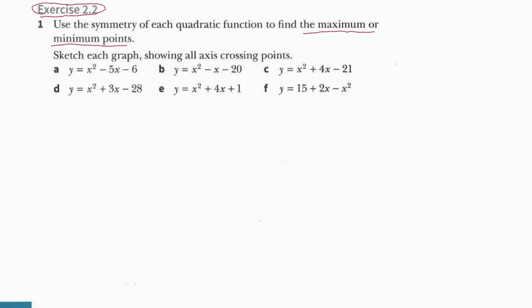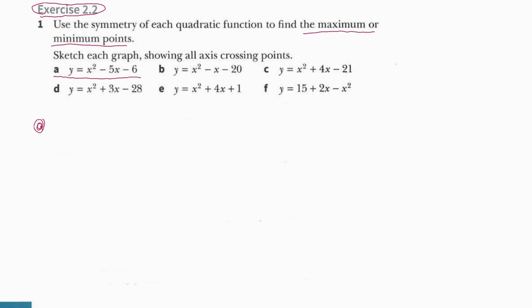Another way is to use the intercepts with the x-axis. The average of these values gives us the maximum or minimum point. So sketch each graph, showing all axes crossing points. I am going to take question number A. All the questions are of a similar type.